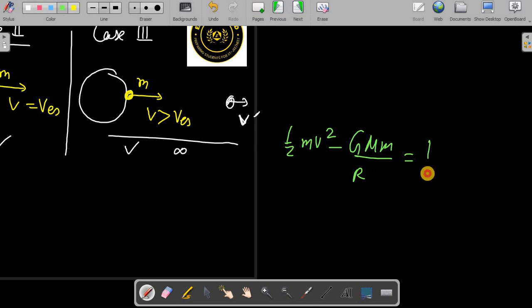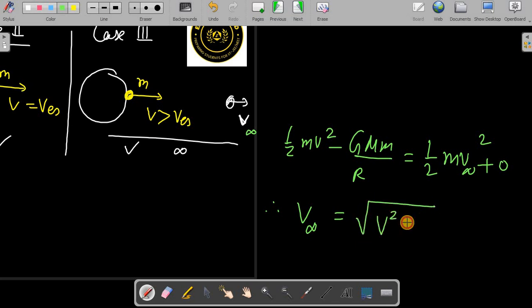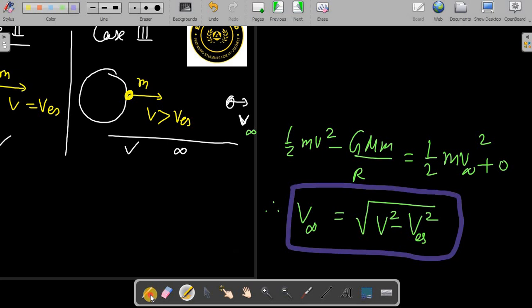Final kinetic energy is half m v dash square, and potential energy is 0. So calculate from here v dash, or v at infinity. Better you write v at infinity. V at infinity means it is not that velocity has become infinity, it is the velocity at infinity. So velocity at infinity can be calculated as root under v square minus v escape velocity square. After you simplify this in terms of escape velocity, you can calculate, right?